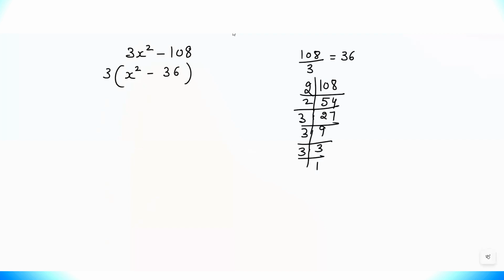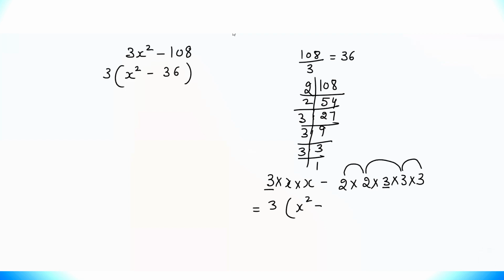So if I have to write down this equation, I can write it as 3 into x square minus 2 into 2 into 3 into 3 into 3, which is equal to. Now I can take 3 common from both. What is left? x square is left minus 2 into 2, 4. 4 into 3, 12. 12 into 3 is 36. So that's what I have written here.